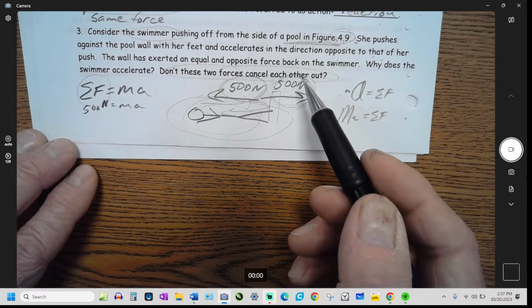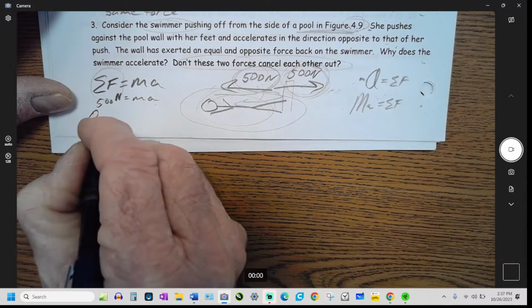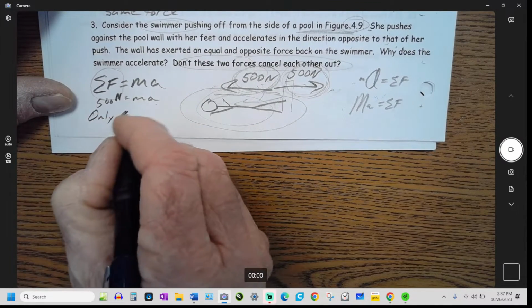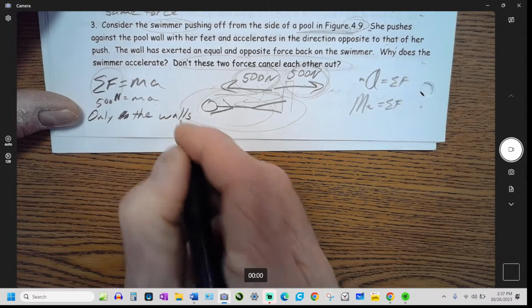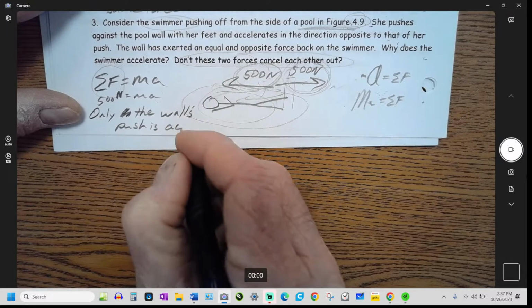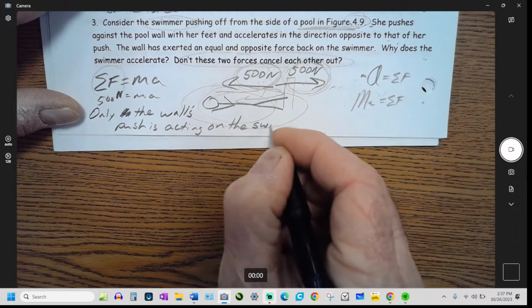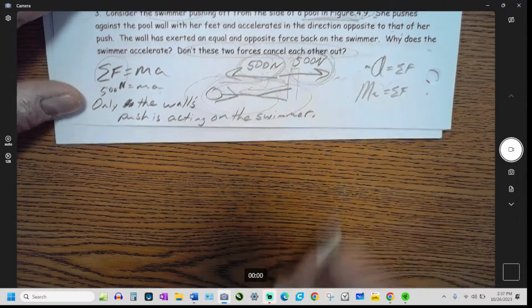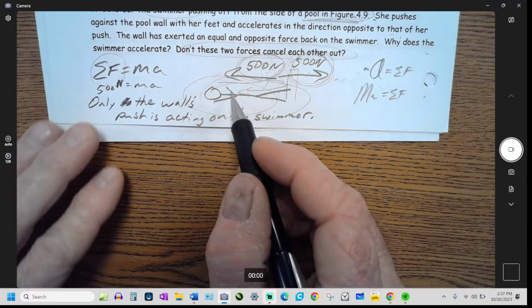So the answer, why don't they cancel each other out, is I'm just going to say only one force, only the wall's push, is acting on the swimmer. And I'm going to leave it at that. I've already made such a mess here, I can't fit anything else in my mess. So you don't include them both. And we're going to be practicing with this idea.